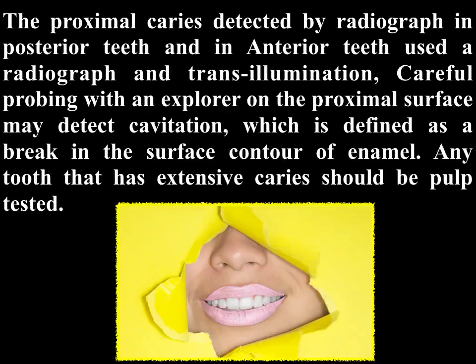In anterior teeth, we can detect the caries by the radiograph and transillumination. Use the light on the palatal surface and see the illumination to detect the caries point. In any teeth, when we see extensive caries, this tooth should undergo pulp testing. It may have a pulpitis.